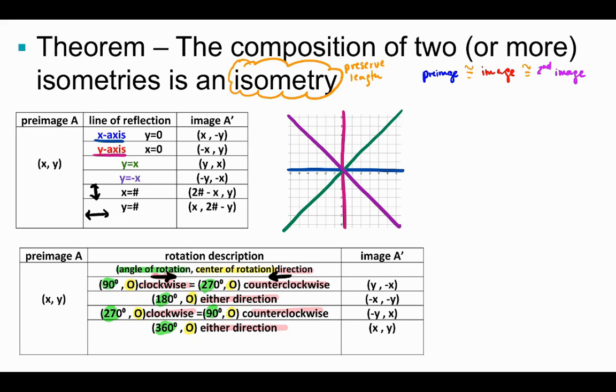Just a little reminder that you will need your transition charts for reflections and rotations. For a reflection, look at your line of reflection to get your way to change the coordinates. And for a rotation, you need the angle of rotation, the center of rotation, and the direction of rotation in order to figure out how to change the points.